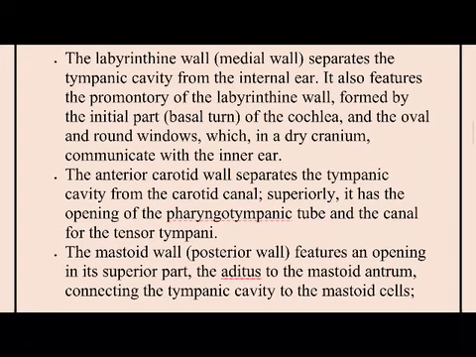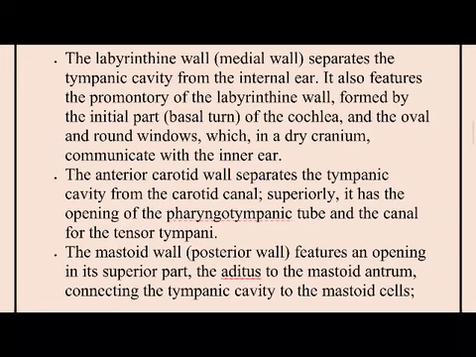So this separates the tympanic cavity from the internal ear. Very important, on the labyrinthine wall, which is the medial wall, you have the promontory, and this is formed by the initial part, that's the basal turn of the cochlea, and you also have the oval and round windows, and this communicates with the inner ear.